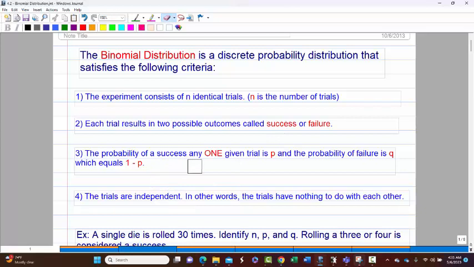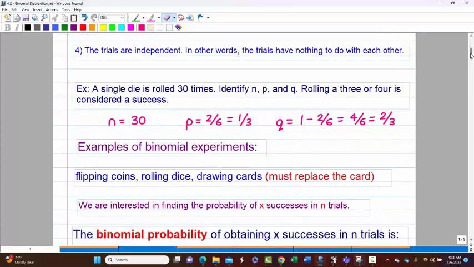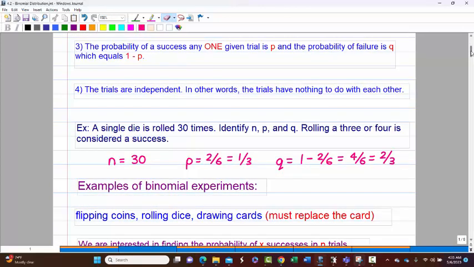Now, the probability of success on any one given trial is denoted by lowercase p. Capital P is the variable we use for probability, just like the probability of a certain number of successes. And Q is the letter they use for probability of failure, and Q, because it's the complement of P, is just 1 minus P. So that's what the Q just represents, the complements of each other, success and failure. The trials are independent and have nothing to do with each other.